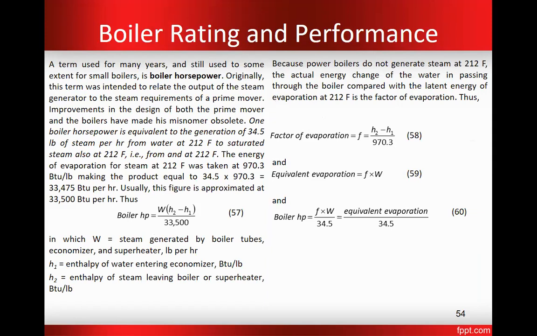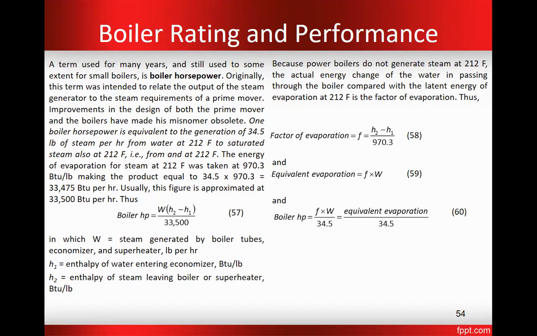A term used for many years and still used to some extent for small boilers is the boiler's power. Originally, this term was intended to relate the output of a steam generator to the same requirement of a prime mover. Improvements in the design of both the prime mover and the boilers have made this misnomer obsolete. One boiler's power is equivalent to the generation of 34.5 pounds of steam per hour from water at 212 Fahrenheit to saturated steam also at 212 Fahrenheit, that is, from and at 212 Fahrenheit.